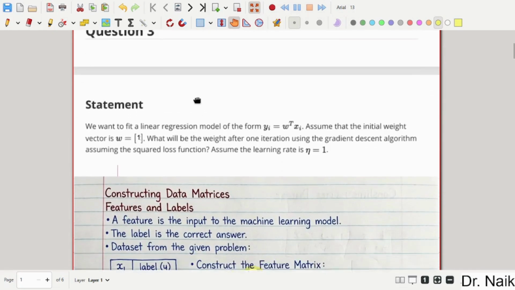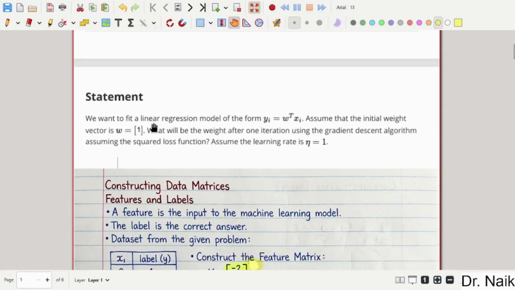Question 3. We want to fit a linear regression model of the form yi is equal to w transpose xi. Assume that the initial weight vector is w is equal to 1. What will be the weight after one iteration using the gradient descent algorithm? Assuming the square loss function, assume the learning rate eta is equal to 1.